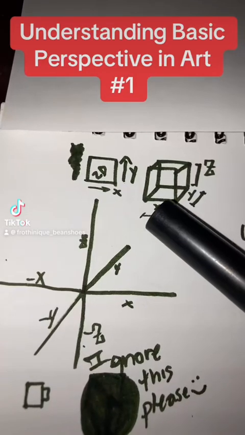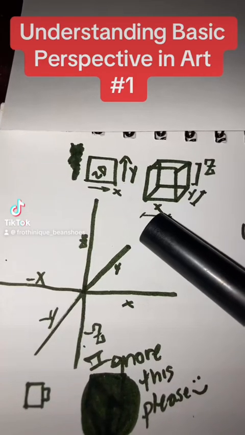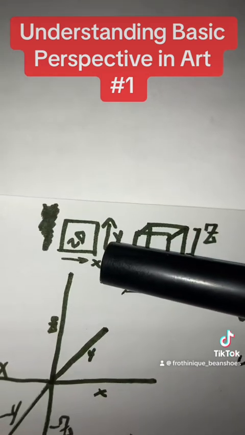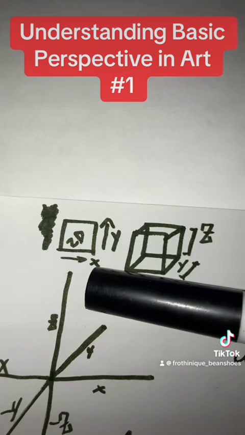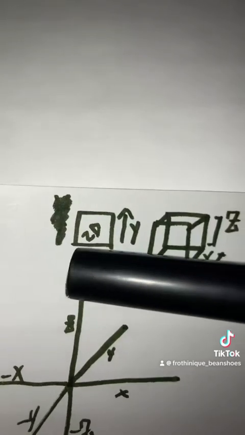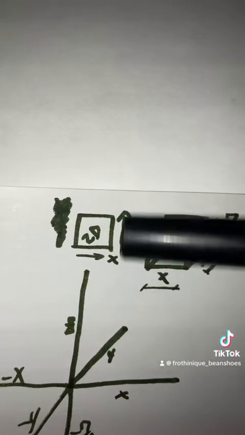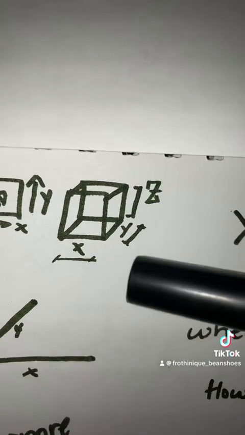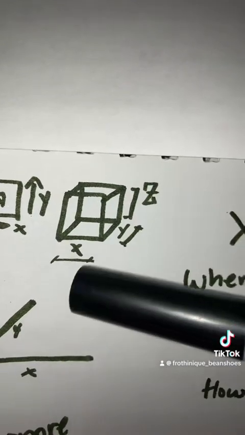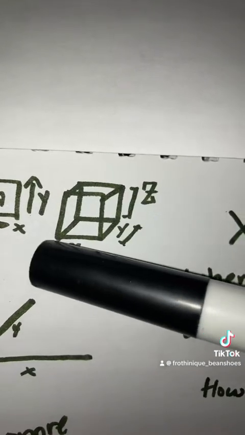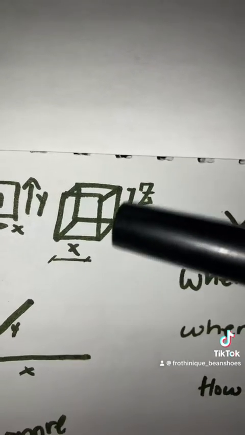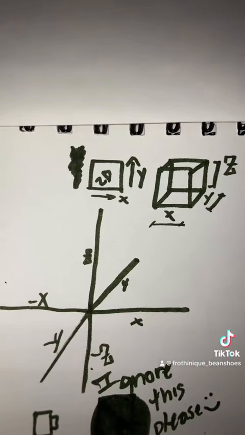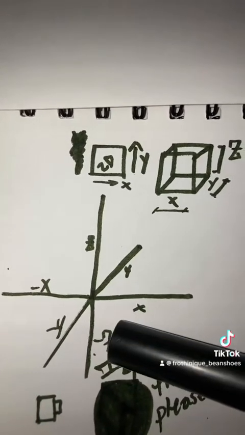Here's a breakdown so that you can understand and be able to use perspective in art. When an object is 2D, it only has two axes, the X and the Y, also known as length and width. But when an object is 3D, it has three axes, X, Y, and Z: length, width, and height. When you want to create art with depth and volume, you will do it on an axis like this.